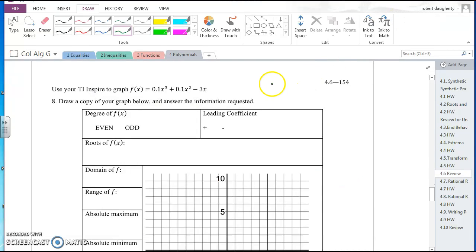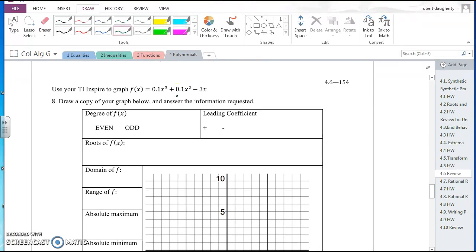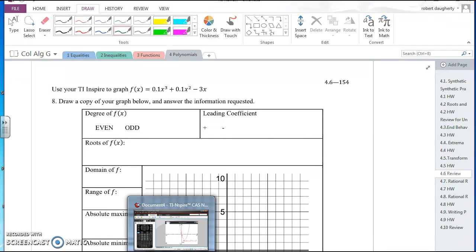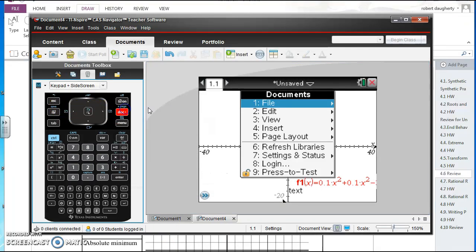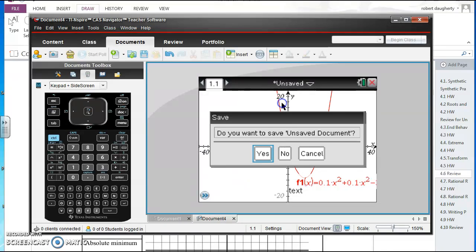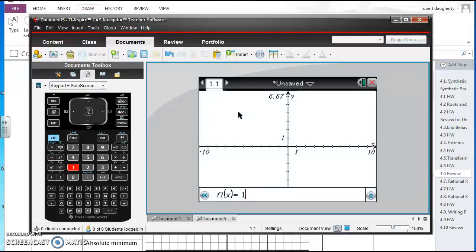Okay, continuing on our review, and in this case, page 4. I have a function that I'm asked to graph and answer questions about, but I'm asked to use a TI-Nspire to do that. So 0.1x cubed plus 0.1x squared minus 3x. So let's just go ahead and create a document. I'll create a new document, which is a graph, and then it's 0.1x cubed plus 0.1x squared minus 3x.